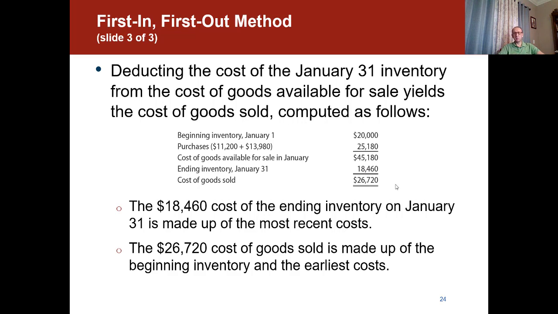As you can see, in the periodic system, we really don't need to do this kind of table or chart to keep a running balance for our inventory based on first in, first out, last in, first out, or even weighted average. It's much simpler because we calculate the cost of goods sold only once at the end of the accounting period. The 18,460 cost of ending inventory on January 31st is made up of the most recent costs. The 26,720 cost of goods sold is made up of the beginning inventory and the earliest costs.